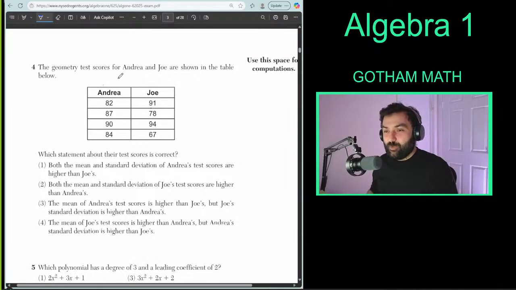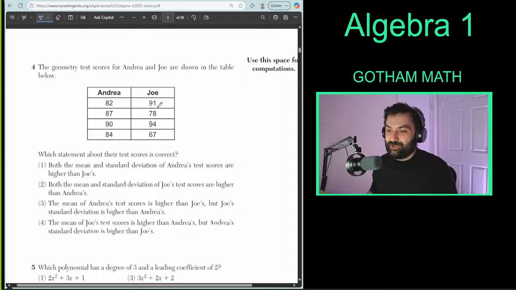The geometry test scores for Andrea and Joe are shown in the table below. Which statement about their test scores is correct? Both the mean and the standard deviation of Andrea's test scores are higher than Joe's. Both the mean and standard deviation of Joe's test scores are higher than Andrea's. Okay, so guys, how would you do it without a graphing calculator?